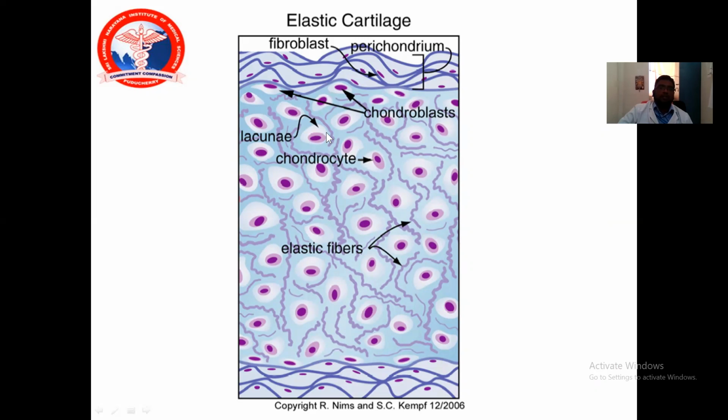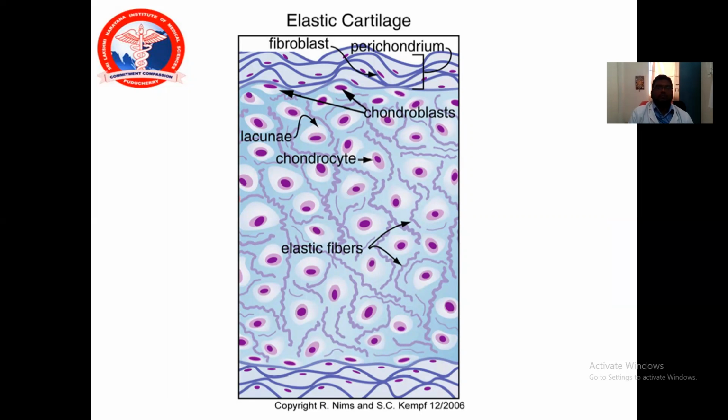You would be able to get the same thing, the chondrocyte here, and surrounding the chondrocyte you would be able to get the lacuna. In between the chondrocytes you would be able to get the ground substance and matrix. But here the thing is, the matrix is filled with elastic fibers. In hyaline cartilage we see type 1 and type 2 collagen fibers. Here it has been filled with elastic fibers.